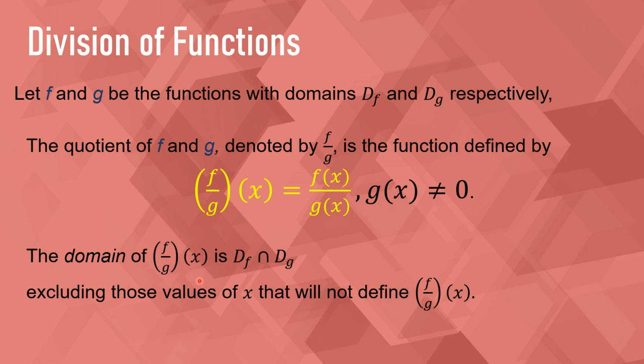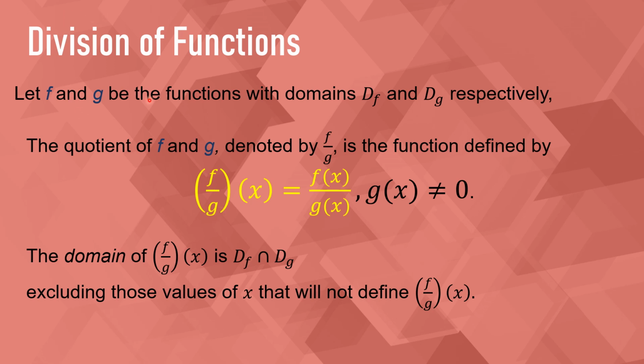So the domain of this function f over g is the intersection of the domains of functions f and g, excluding all those values of x that will not define f over g of x. This makes it very crucial because the values of x that make g of x equal to 0 should be excluded. At the same time, we have to take a look at function f, because it might be possible that function f can also bring values of x that will make f over g equal to 0.